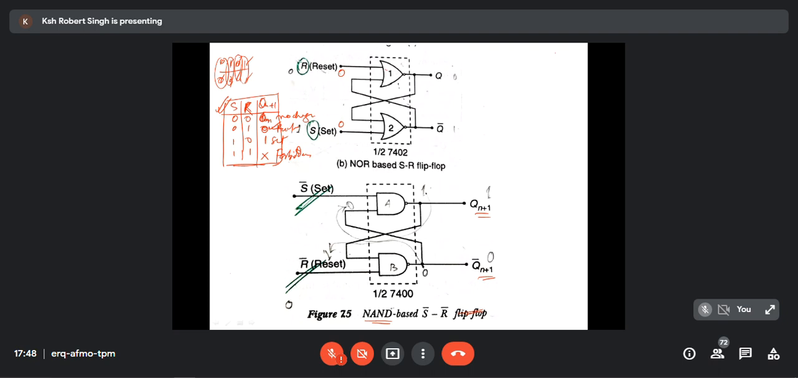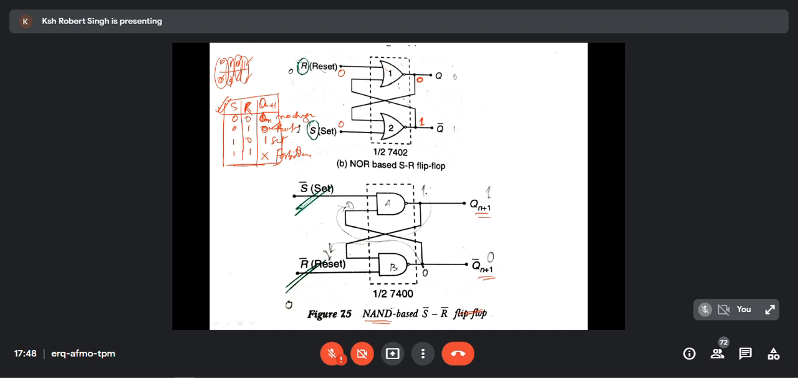Yes, sir. So when S is 0, R is 0. When S and R both are 0, then the output will be no change. That means I have a previous output. Let's say the previous output is 0, so my Q previous is 0, and my Q bar should obviously be 1. So previously I have Q as 0 and Q bar as 1. I'm just analyzing it, and the truth table says there should not be any change.